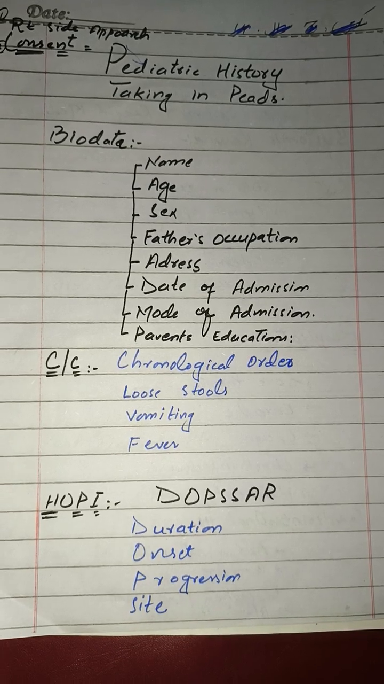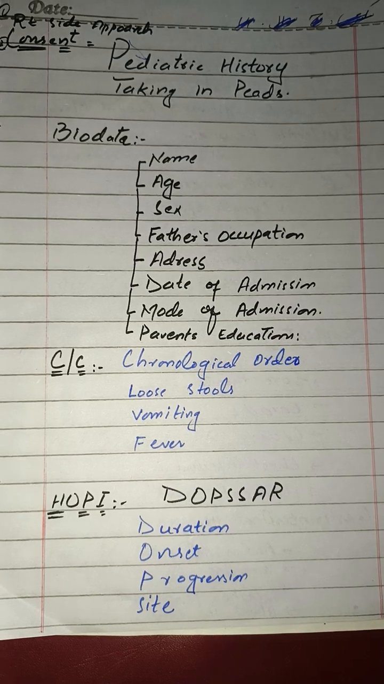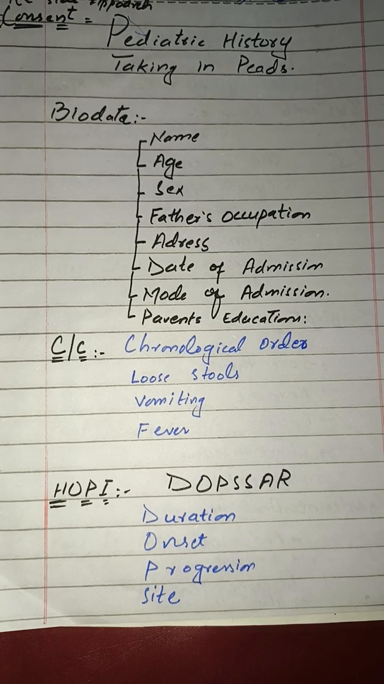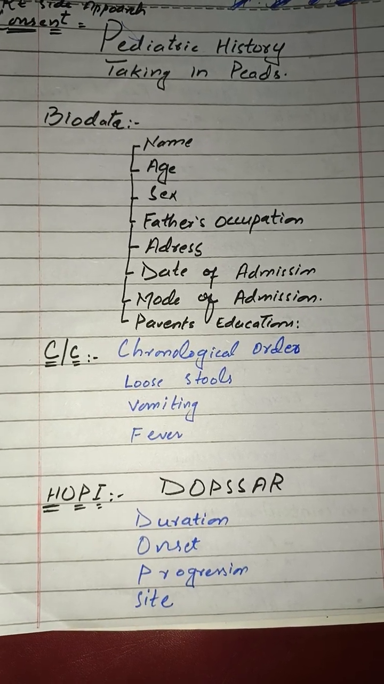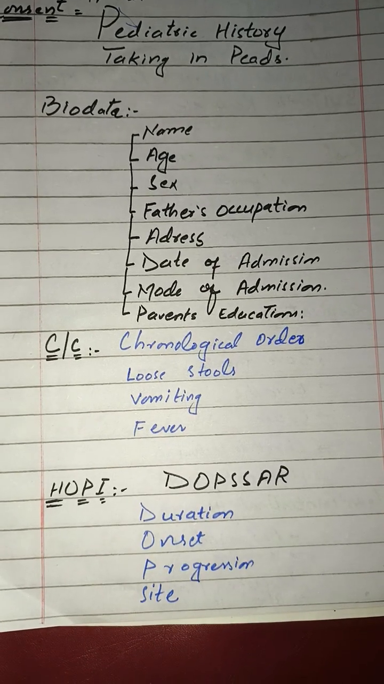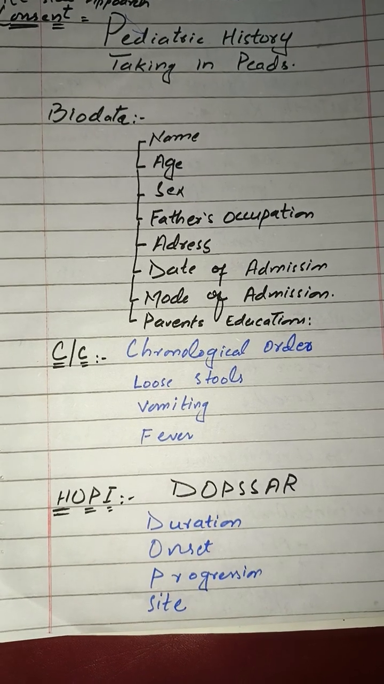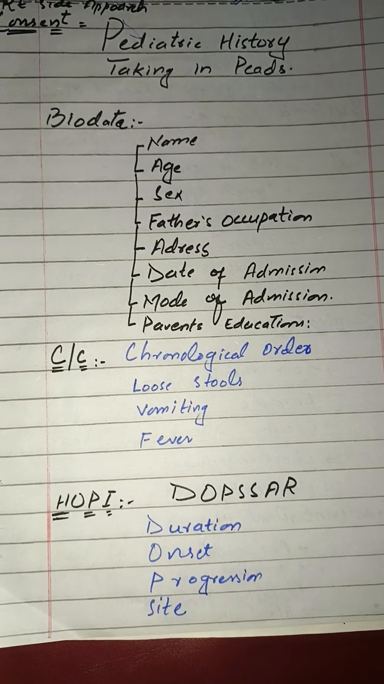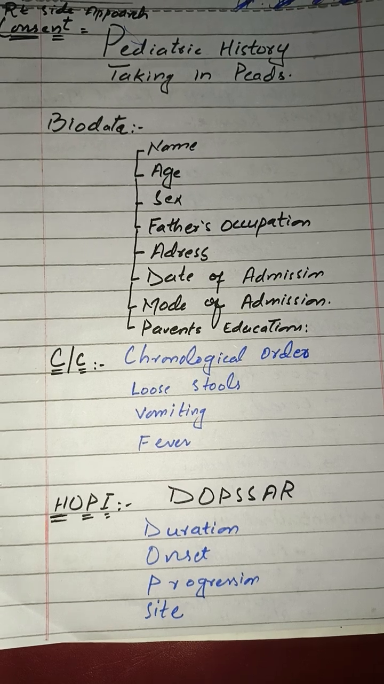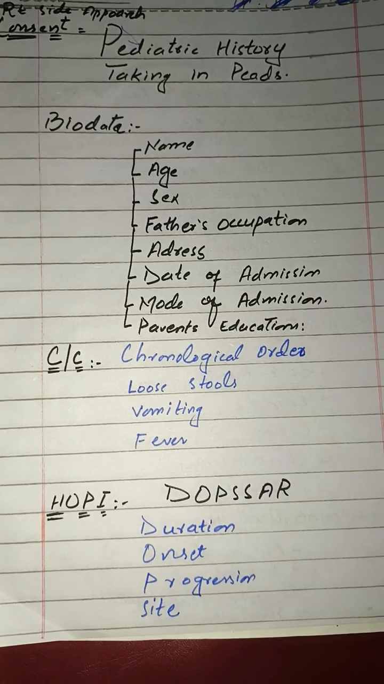Hello student, today we are going to discuss how to take history in pediatrics. First of all, we will approach from the right side towards the patient. We will introduce ourselves and take consent like this: I am Dr. ABC and I am going to take a history, ask some questions from you and examine you. In this time if you feel any pain or any discomfort, you can easily tell me that you are feeling uncomfortable. This will be the consent taken from the patient.